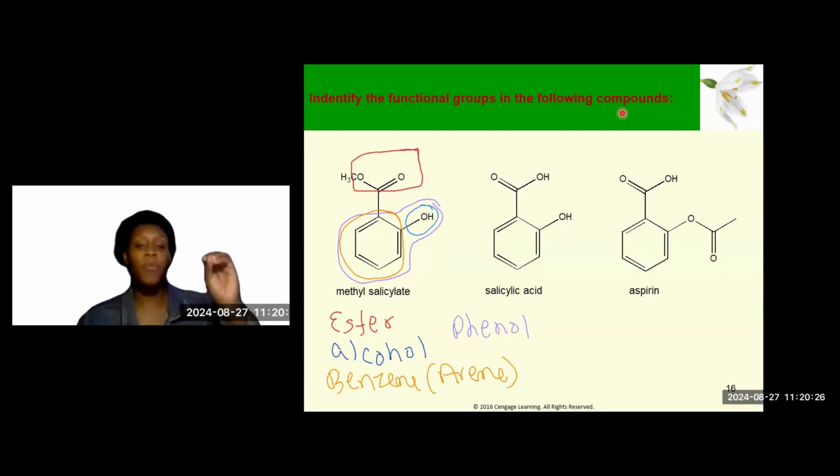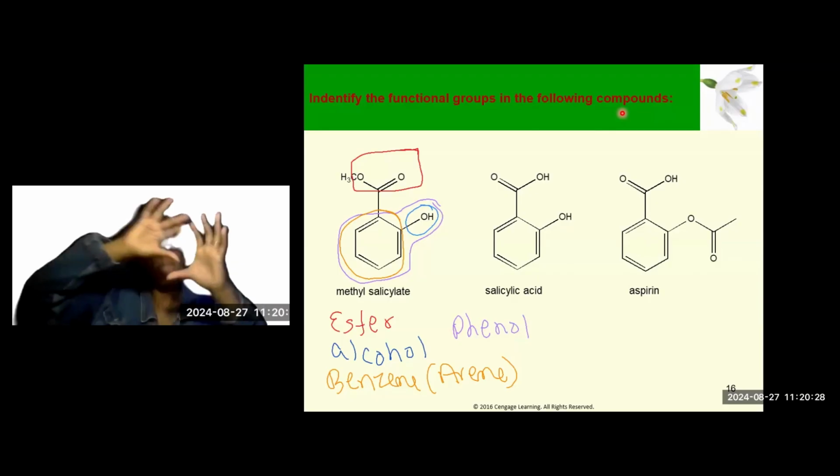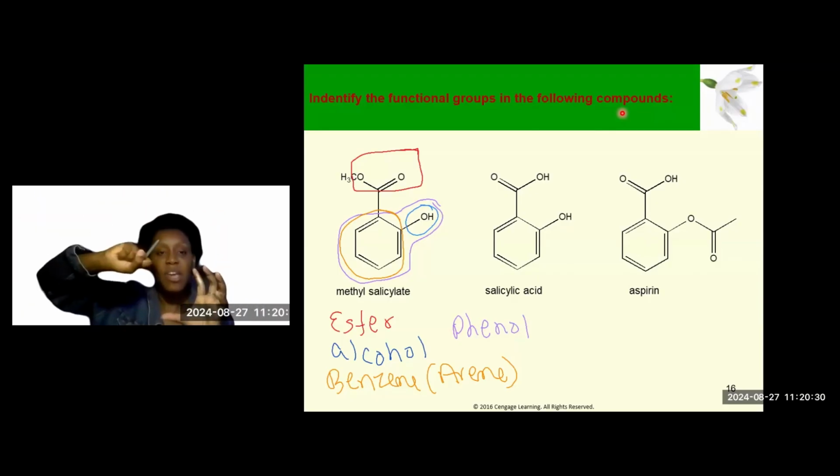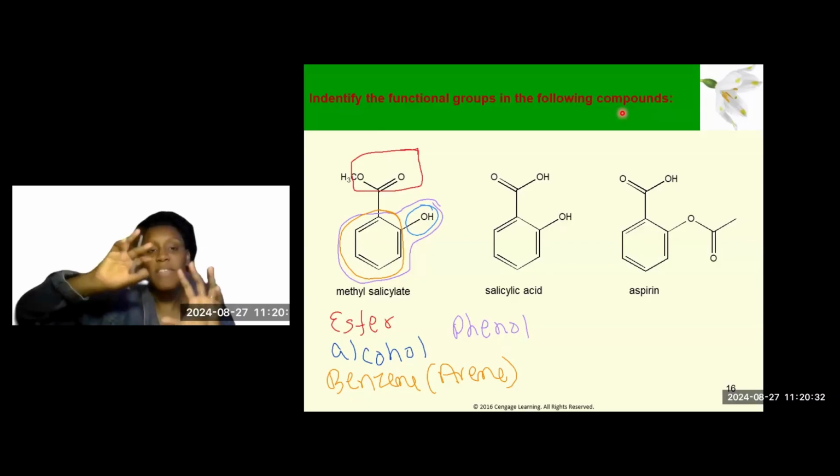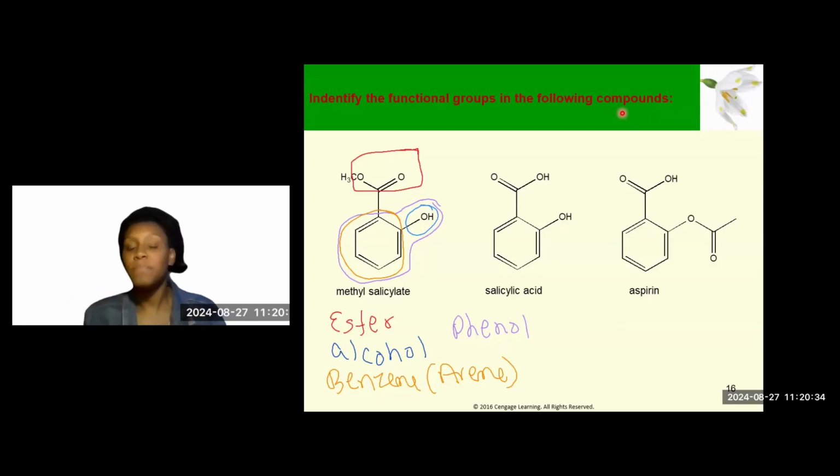Okay, so you don't have to break it up and say an alcohol and a benzene. It becomes one functionality, which is phenol. That's why I highlighted it all together. So you really have a phenol and an ester right there.